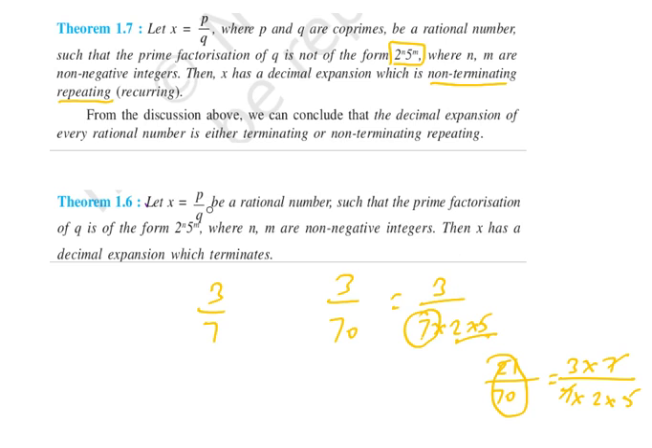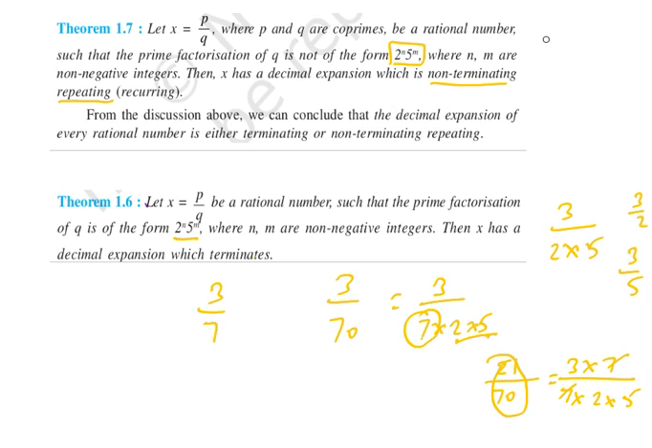Next, let x equal to p by q be a rational number such that the prime factorization of q is of the form 2 to the power n and 5 to the power m. Okay, m and n are integers. Then x has a decimal expansion which terminates. So, if q is of the form 2 and 5 only, those kinds of decimal expansion will terminate. Suppose 3 by 2 into 5. Like this, definitely it will terminate, or otherwise 3 by 2 or 3 by 5. All these kinds will terminate.